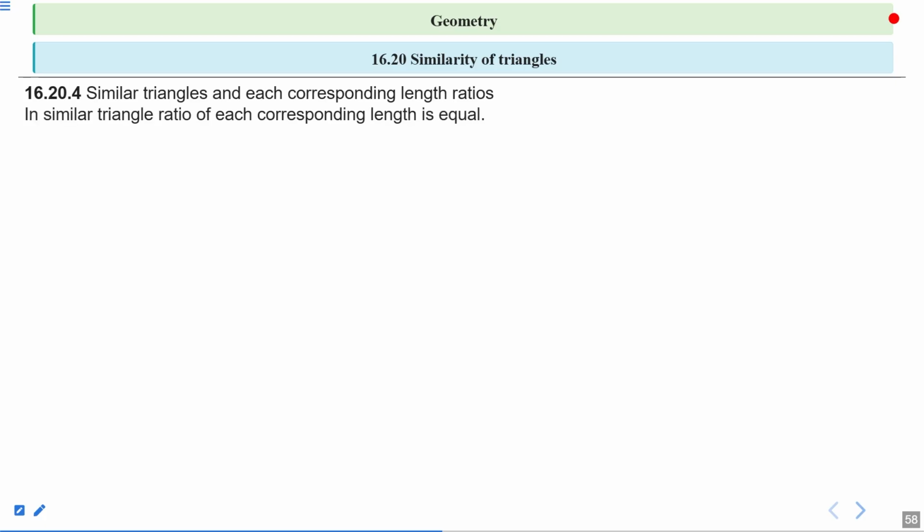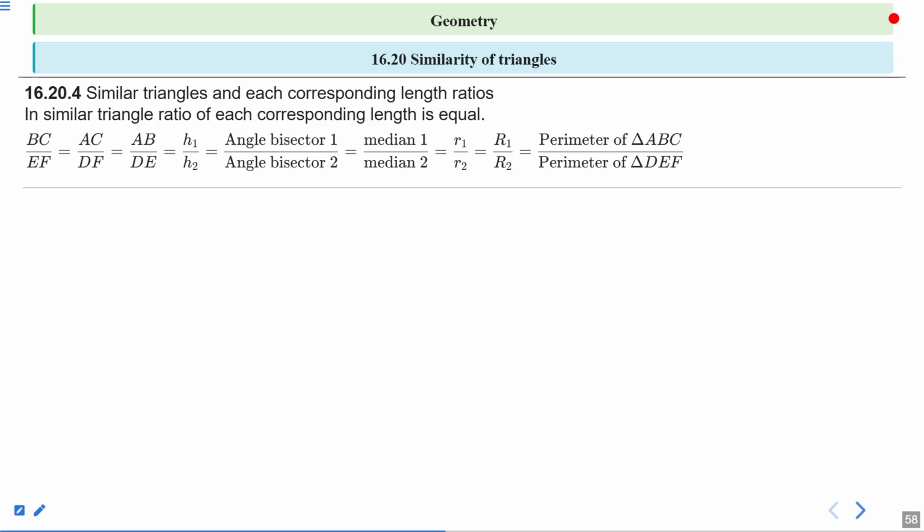In similar triangles, the ratio of each corresponding length is equal. So BC upon EF equals AC upon DF equals AB upon DE equals H1 upon H2. Or we can say the angle bisector 1 upon angle bisector 2 length, or median ratios median 1 upon median 2, or inradius R1 upon R2, equals circumradius R1 upon R2, which also equals the ratio of the perimeters of triangle ABC and triangle DEF.